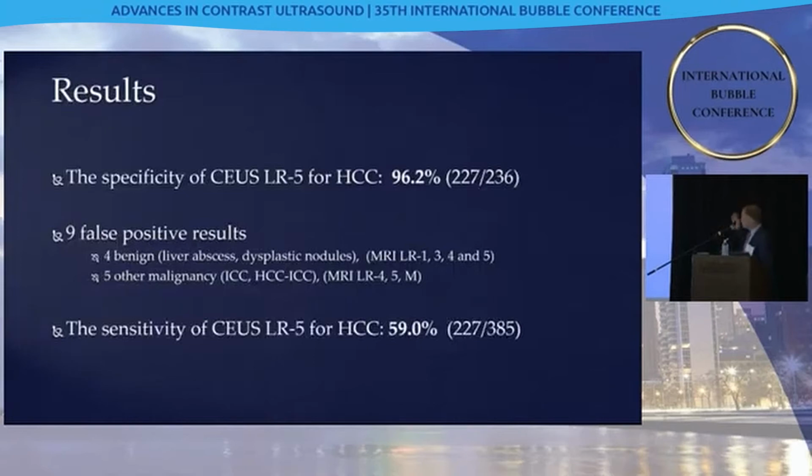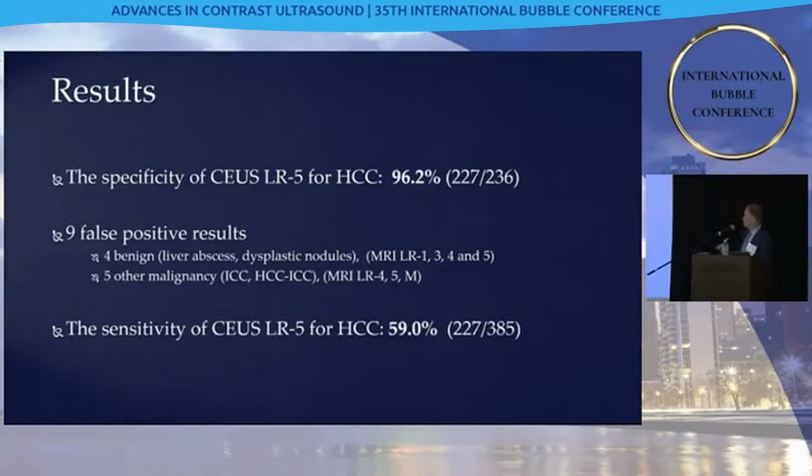All right, results. So far, based on the data that I have as of yesterday, our specificity is 96.2%. Very, very good. It's as good as CT and MR, if not a little bit better. We did have 9 false positive results in our group, and we need to closely take a look at those things when we have all the data combined together. 4 benign lesions were classified as LIRADS 5. I think 2 liver abscesses and 2 dysplastic nodules.